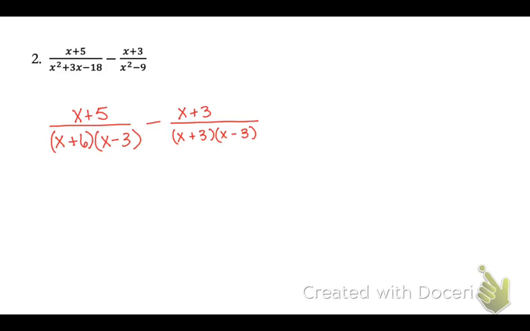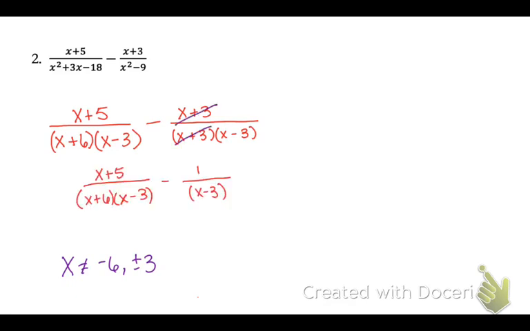So we're going to look at each of our denominators. We're going to have negative 6, 3, and negative 3. So we've got negative 6 and plus and minus 3 if we set each of those factors equal to 0. So then we can go ahead and cancel our x plus 3's that are in the numerator and denominator in the same fraction. And then we have to multiply the second fraction by x plus 6, top and bottom.